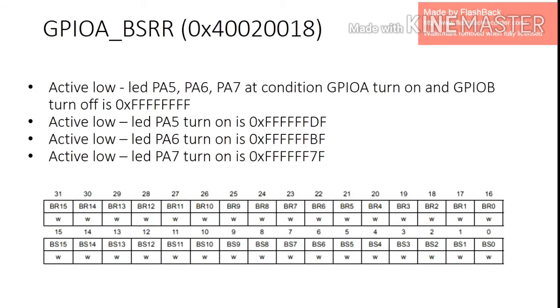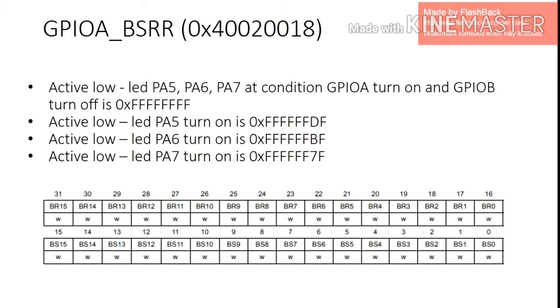So next is the condition of LED. So first of all, we need to declare the GPIOA BSRR that I use in this part. So the address is 0x40020018. For the first condition, to turn on the active low, when LED PA5, PA6, PA7 at condition GPIOA turn on, but GPIOB turn off is 0xFFFF.